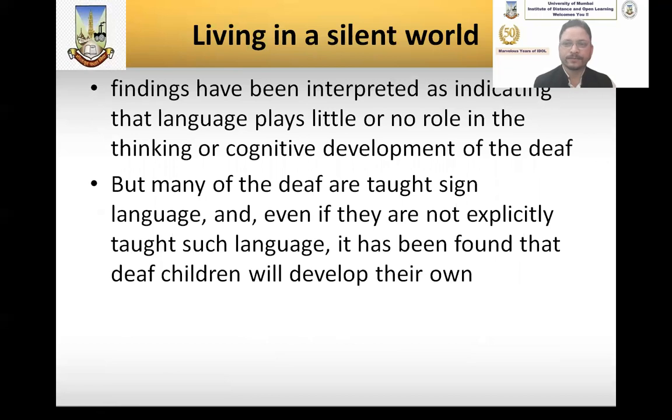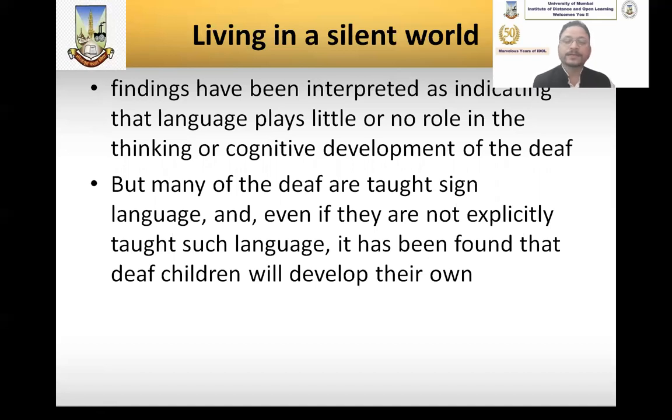Now, living in a silent world, we know that though we all can speak, there are some people around us who cannot speak, who cannot hear. We call them hearing impaired, with speech impairment and hearing impairment. Now we call it differently able instead of disable. Disable is not a respectful word, so we say differently able. They are able, but in a different way.